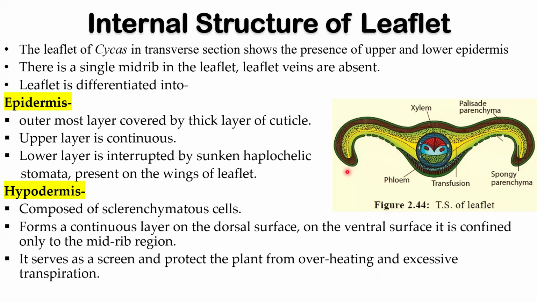The hypodermis is composed of sclerenchymatous cells, and over the dorsal surface there is a continuous layer, but on the ventral surface they are only confined to the midrib region. Now, they function to protect the plant from excessive heat and transpirational activity.